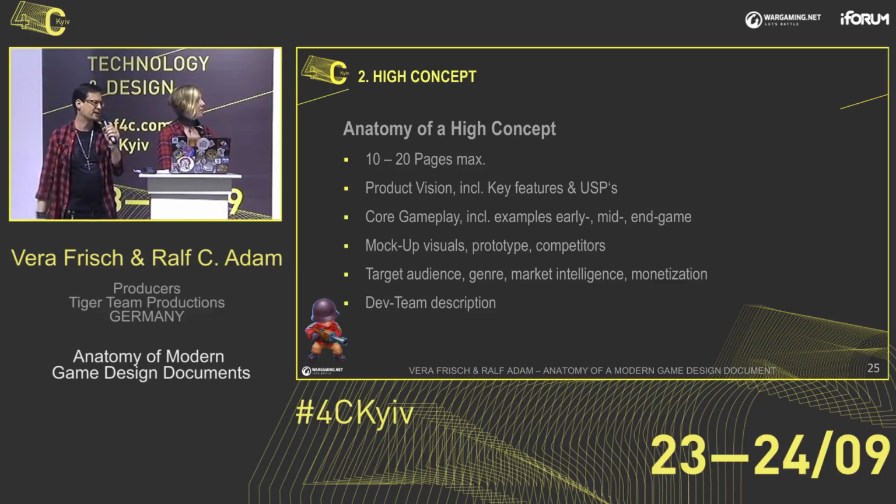The anatomy, like I said, it's usually 10 to 20 pages. It shouldn't be that long, so no 100 pages or something. Publishers hate to read big documents. It includes the core gameplay elements of your game. Usually something like early in the game what you do, later in the game, what you do in the end game, kind of descriptions, some first mock-up visuals.